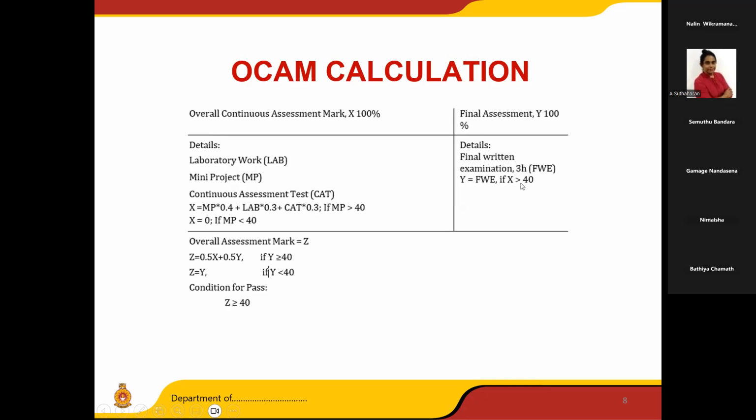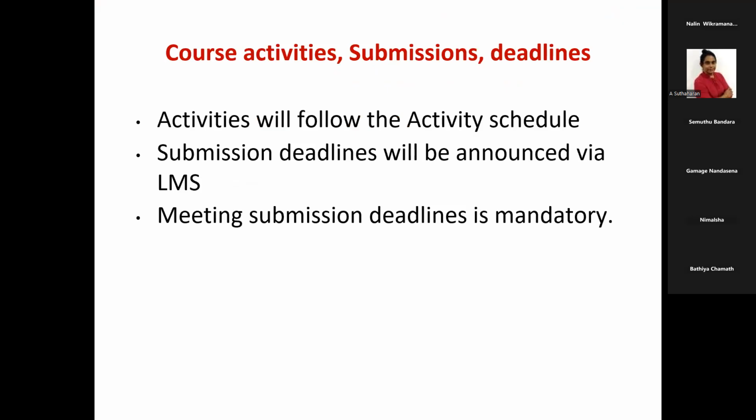Right? It is going to be a 3-hour written test. You have to go to your registered center to do the test. The final marks will be given like this: 50% is from your OCAM calculation and 50% is from your final written test. If your marks are greater than or equal to 40, you will get the pass grade, right? So you should clearly understand this OCAM calculation, and now you know the mini project is the critical component. You can't miss the mini project submission and viva, right?